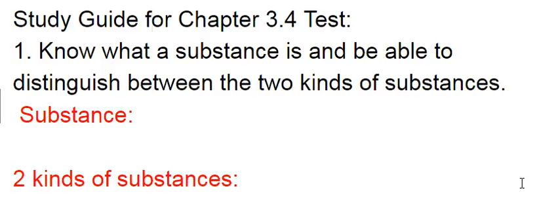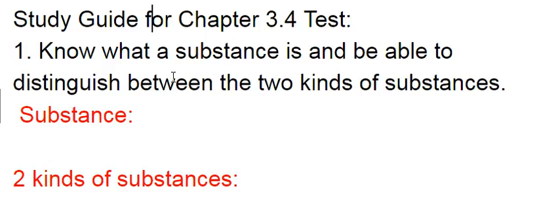So objective number 1 says know what a substance is and be able to distinguish between the two kinds of substances. So first of all, what's the definition for a substance? Elements, one kind. Yeah, so they stay the same.